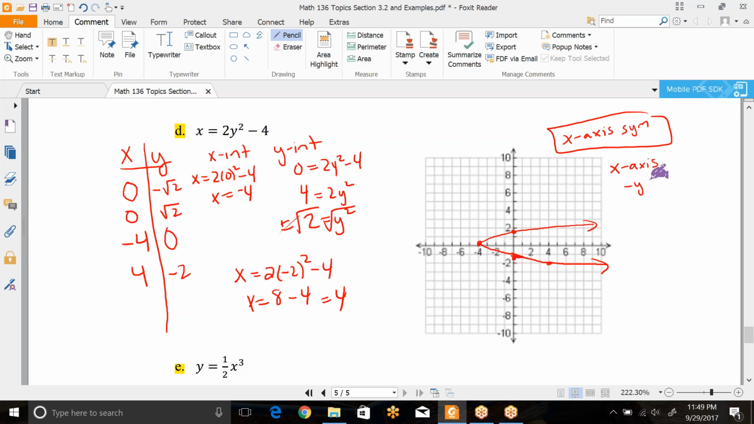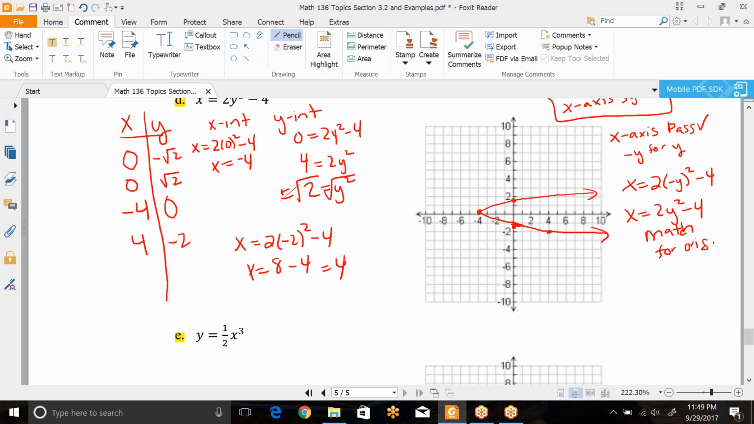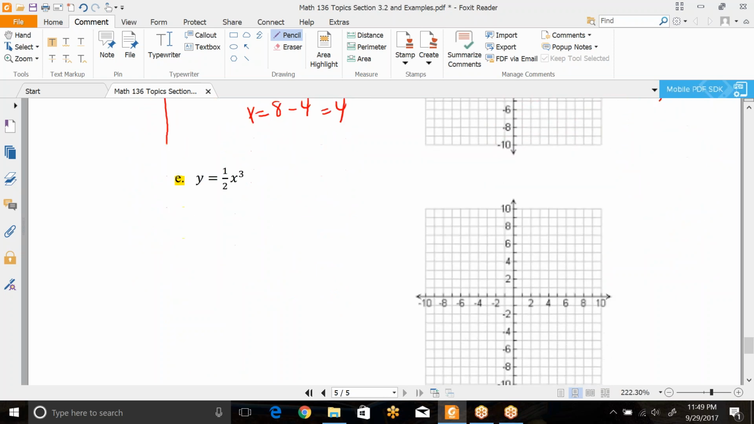We would change all of our y's for negative y's. So this would be x equals 2 times negative y squared minus 4. Because it's being squared, that just turns out to be a y squared, and it is a match for the original, which means this is a pass. It would still fail the origin and y-axis symmetry test.